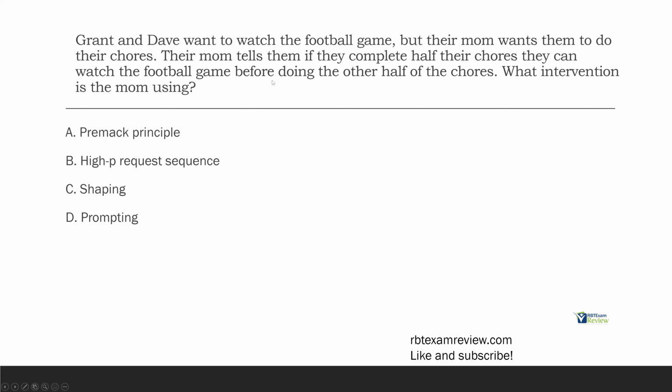We're not shaping here because these skills are already known as far as we know. And we're not prompting. The Premack principle is not a prompt. Okay, the Premack principle is a contingency. There's a difference. Understand the difference between an if-then statement and a prompt. Mom, as far as we know, isn't using prompts. She just set up a contingency in the form of the Premack principle, meaning if you complete what I want you to do, then you can engage in your preferred activity.